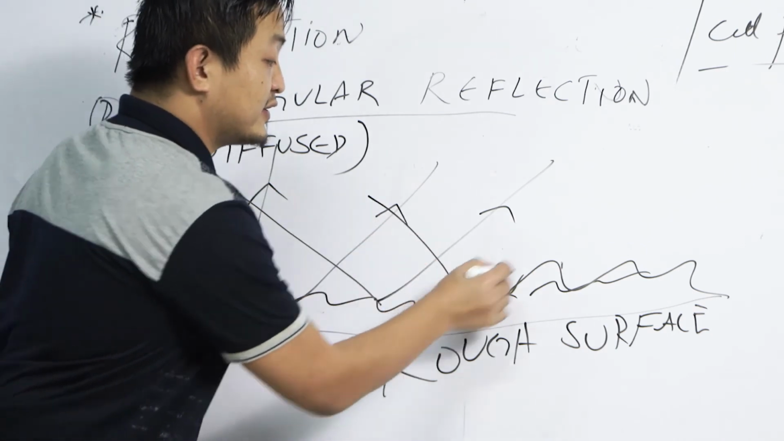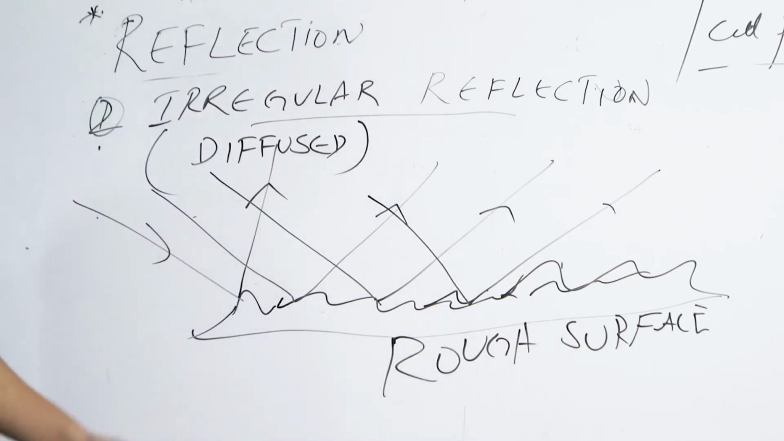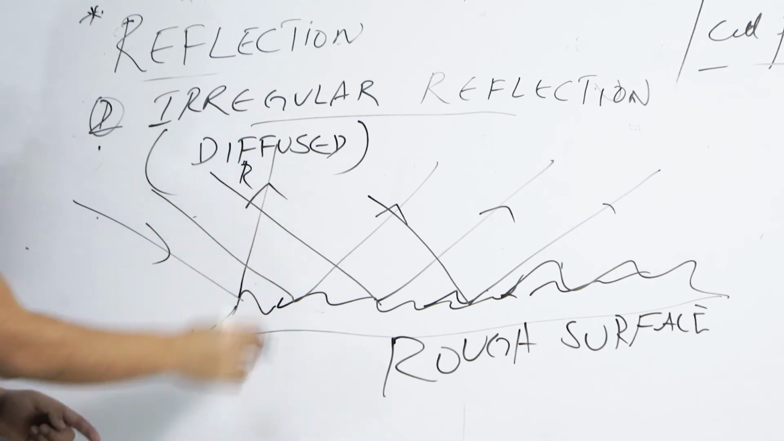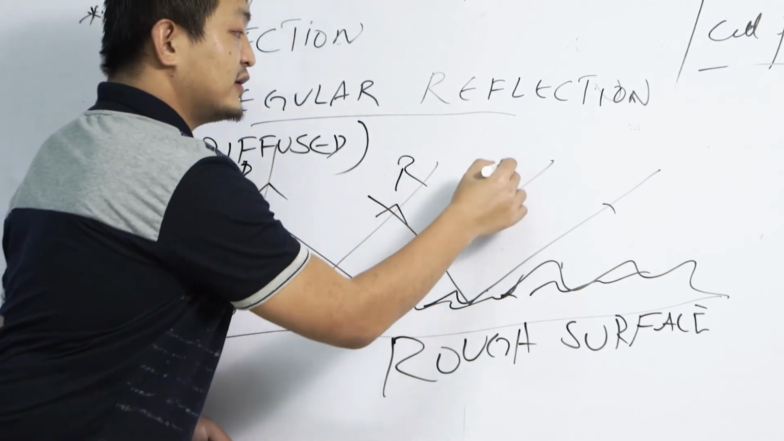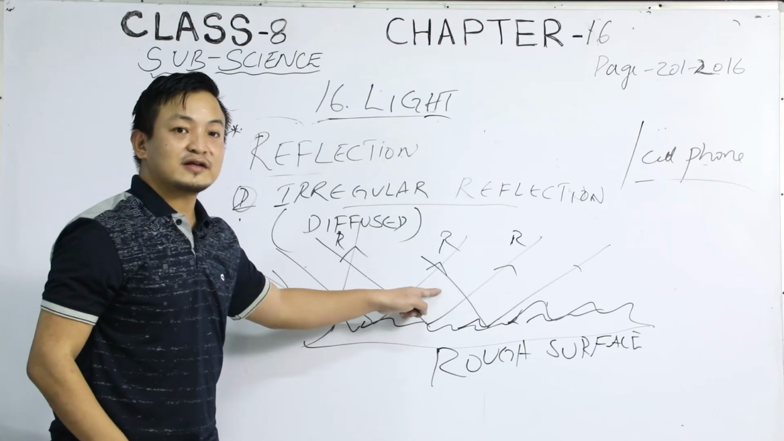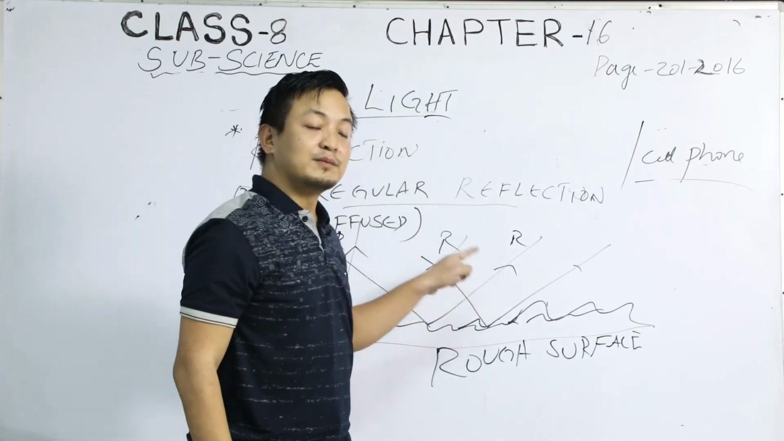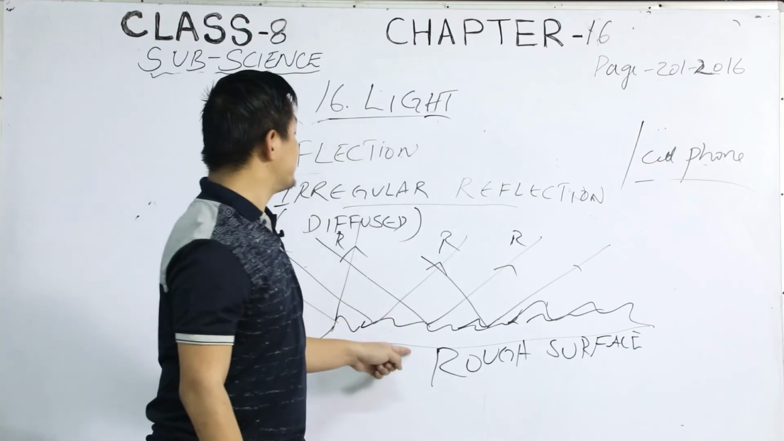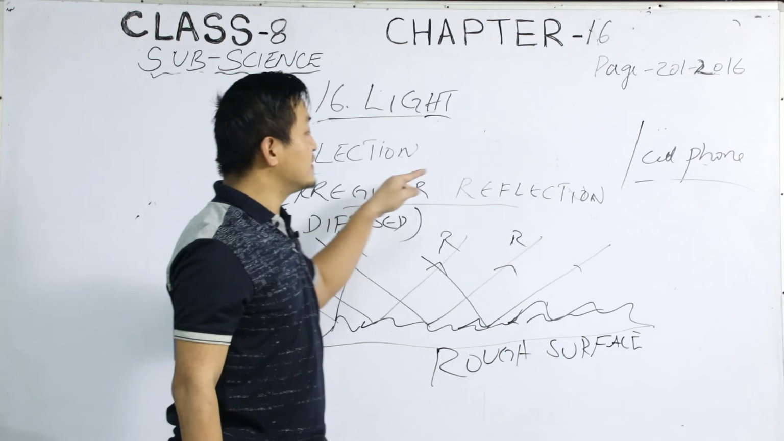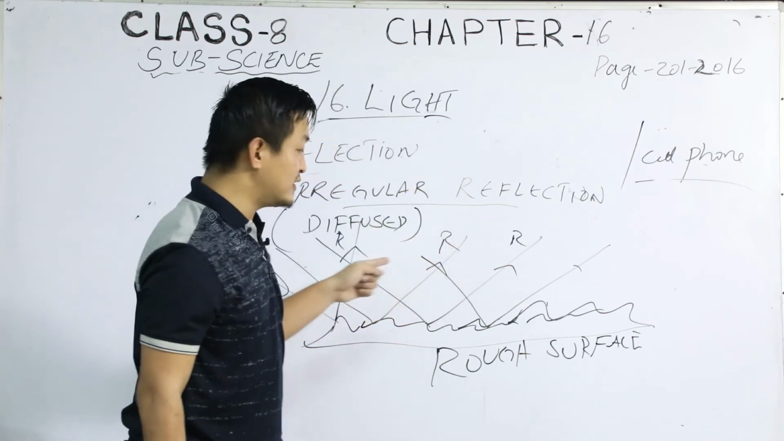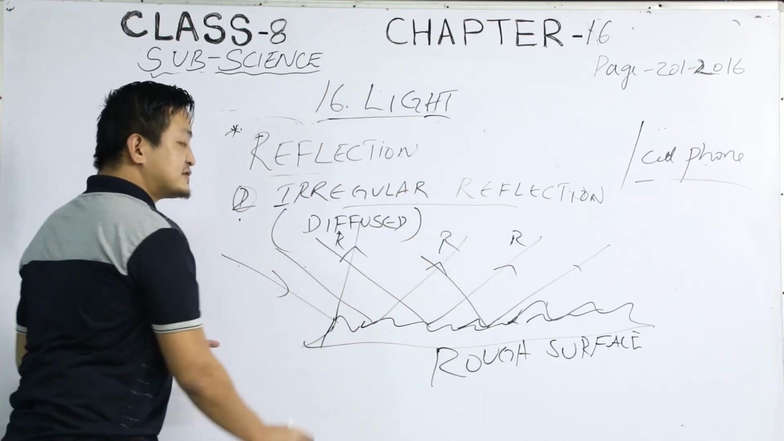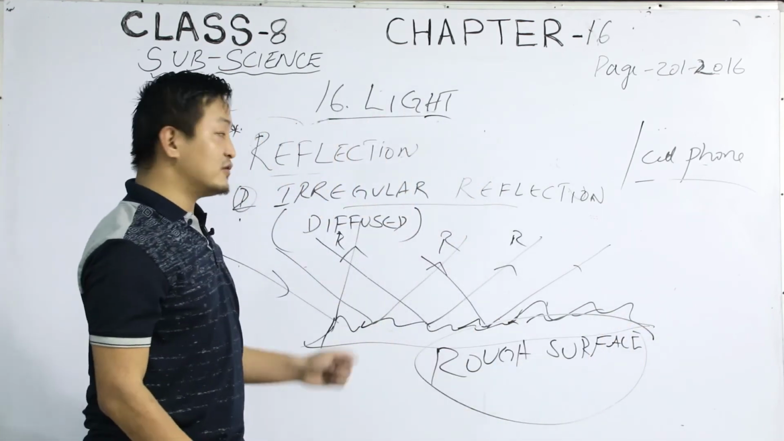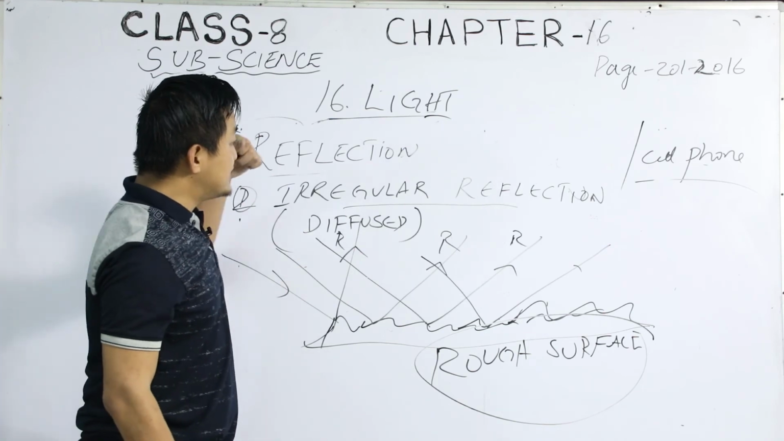Now we have another here. So students, see, if we focus on the reflected rays here, this is the reflected ray, this is the reflected ray, they are not parallel, right? Now why are they not parallel? Because the light ray is falling on a rough surface. Clear? And that is an example of diffuse or irregular reflection, because the light rays are falling on a rough surface.